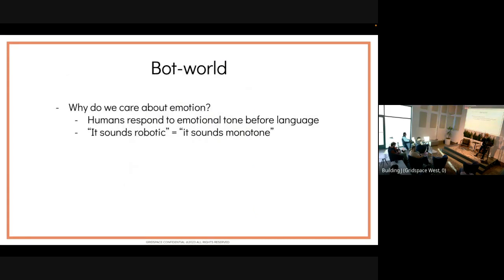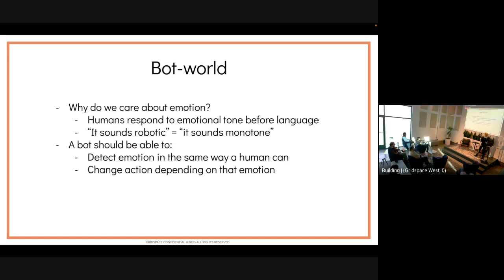Cool. So why do we care? We're a speech language company and we're making a voice bot. Humans respond to emotional tone often before the actual language and the text. If you say something sounds robotic, you tend to mean it sounds monotone. So if you're designing a bot, you want it to not just detect the emotion of the person and respond to it. You want it to be able to change action, and react in a way that we as humans expect, given the situation.